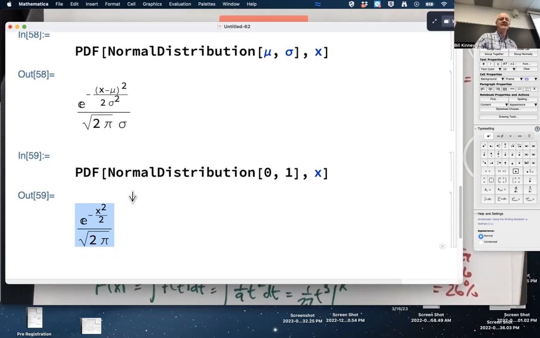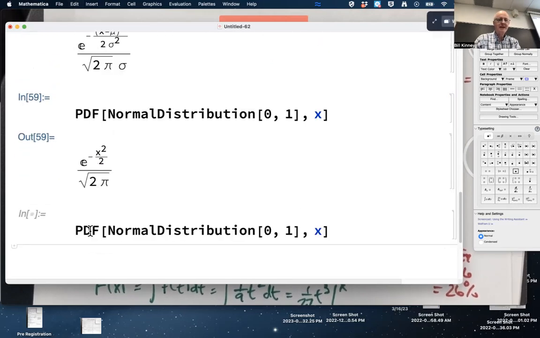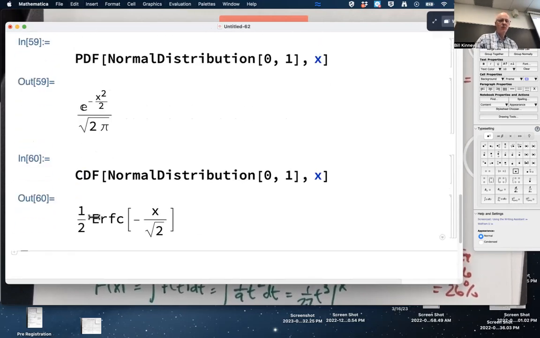What is the CDF in this case? You integrate the PDF, but what is it? It's 1/2 erfc of negative x over square root 2. What in the world is erfc? It's just a function you've never heard of before. It's called the complementary error function.